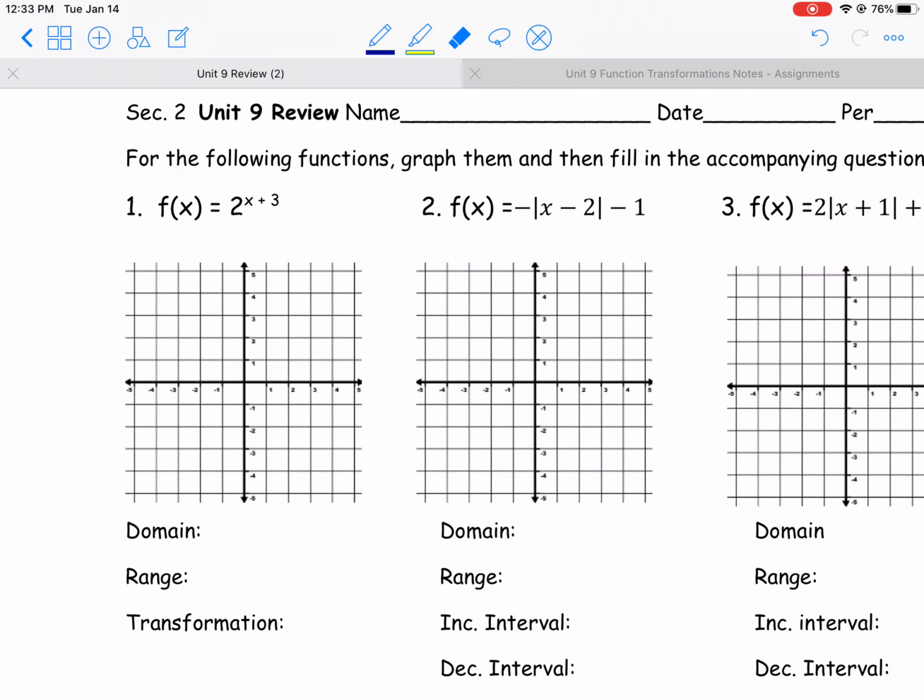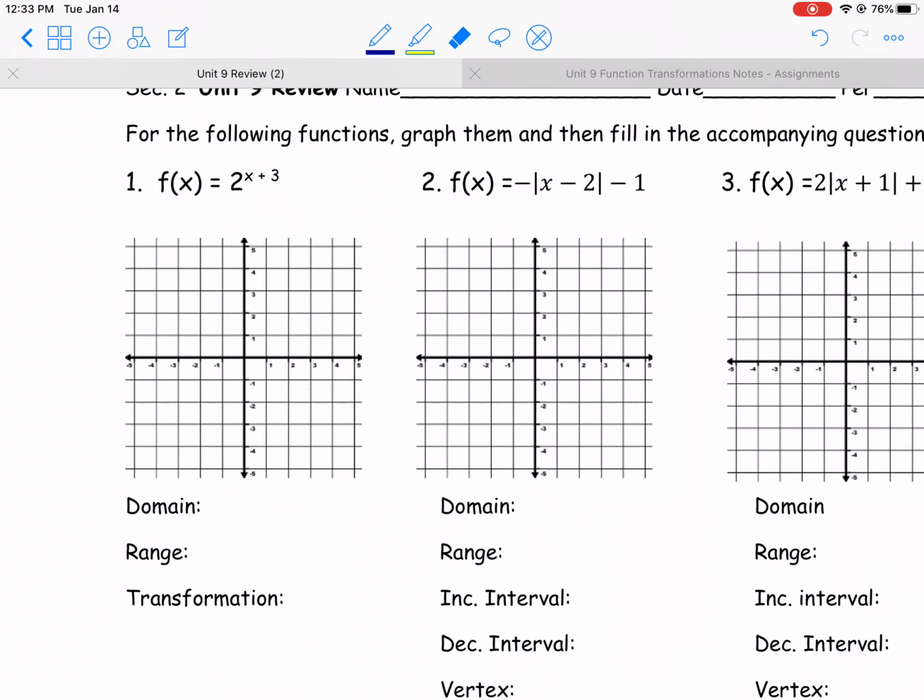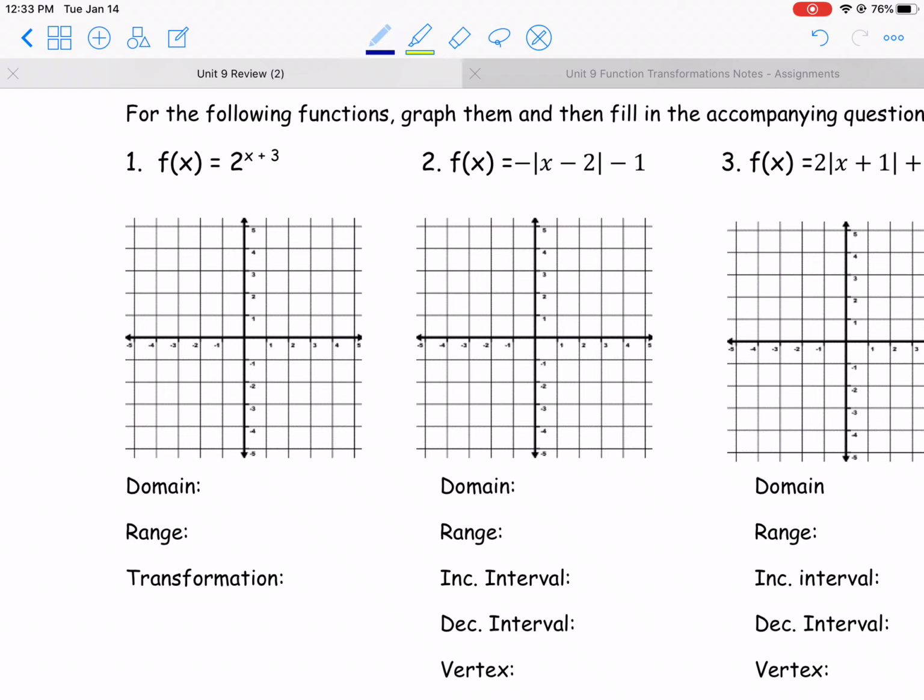Okay, so for this function, we're going to graph it and then fill in any accompanying questions. On the test, you're not going to have a problem like number 1. It's a little bit tricky, but let's go ahead and see what we can do with it anyway.